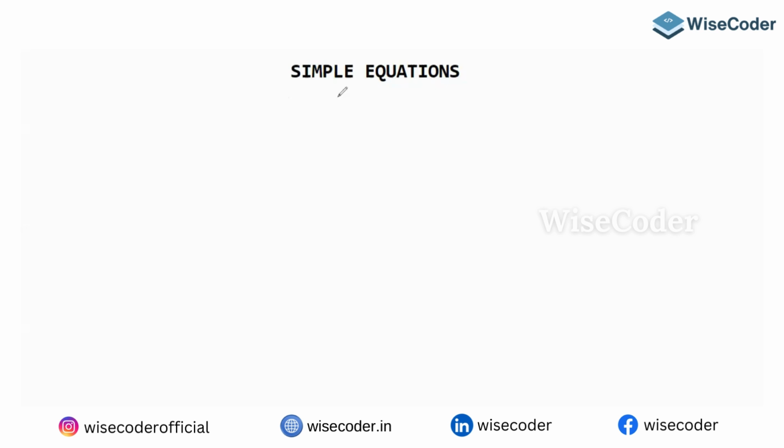Guys, the total number of animals is what? 60. I want rabbits, so let me take rabbits as R. So the remaining could be 60 minus R. These are rabbits and these are peacocks. A rabbit will have how many legs? 4. A peacock will have how many legs? 2.